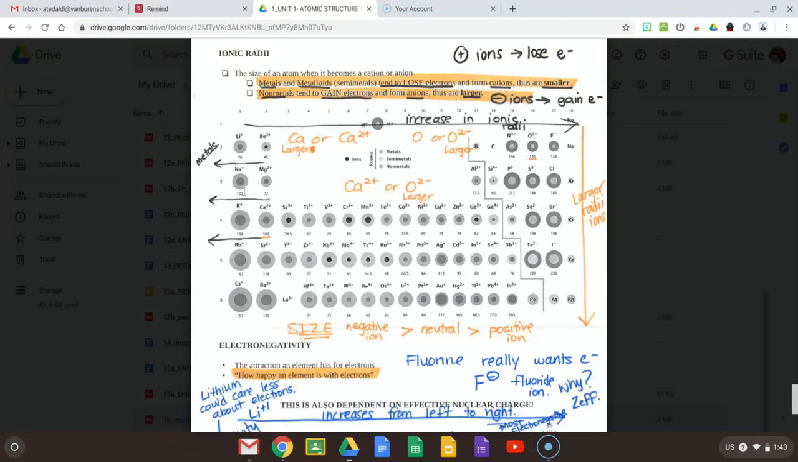For metals, this weird thing is happening. As I'm losing electrons, I am getting rid of those electron repulsions, and I have electrons that are going to be closer now to the nucleus.